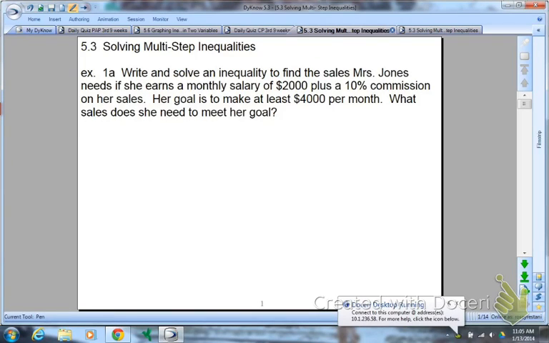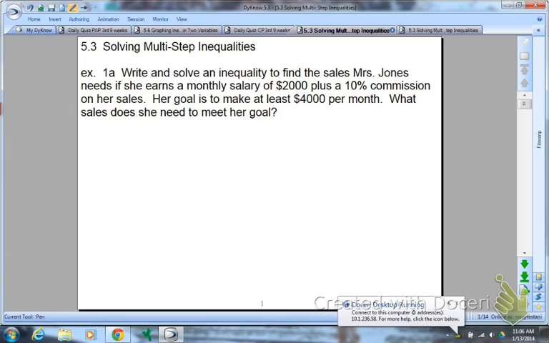Okay, section 5.3, solving multi-step inequalities. Example 1A. Write and solve an inequality to find the sales Mrs. Jones needs if she earns a monthly salary of $2,000 plus 10% commission on her sales. Her goal is to make at least $4,000 per month. What sales does she need to meet her goal?